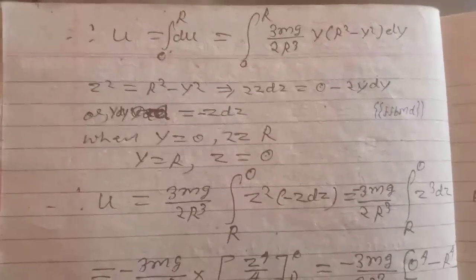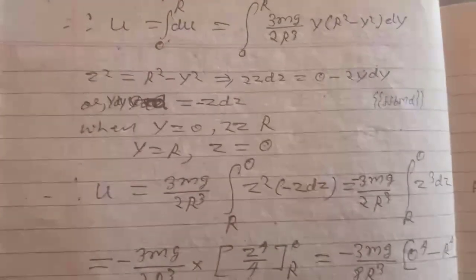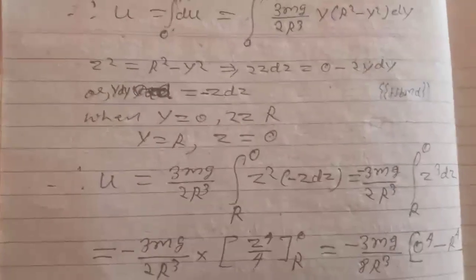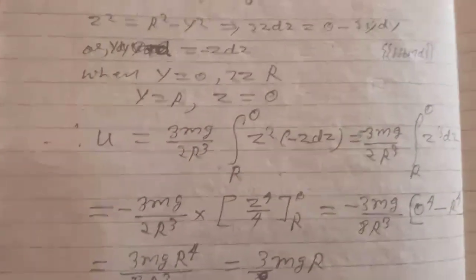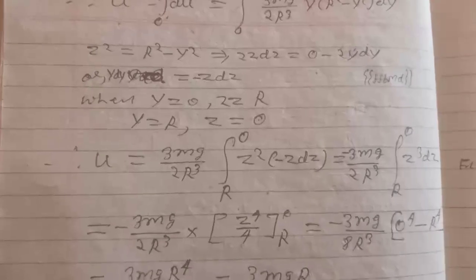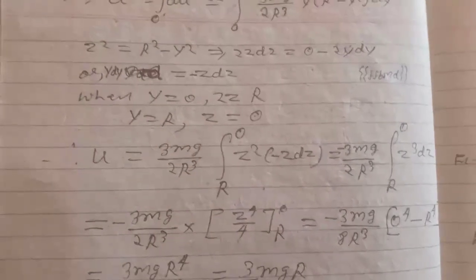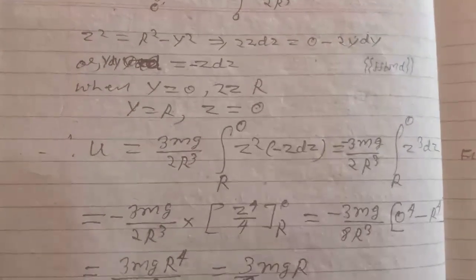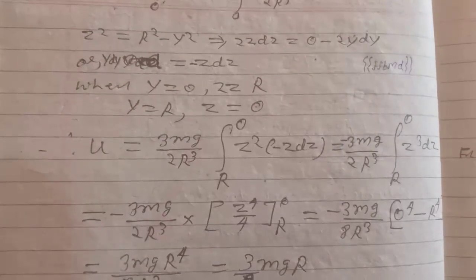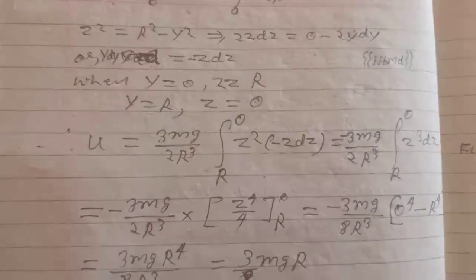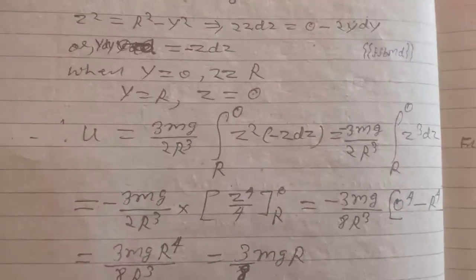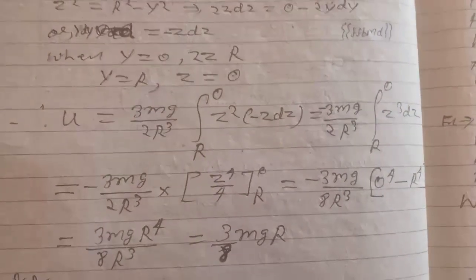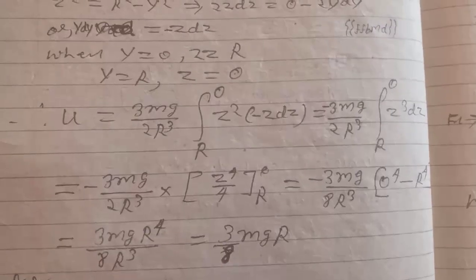Let z square equal r square minus y square. This implies 2z dz equals 0 minus 2y dy, or y dy equals minus z dz. When y equals 0, z equals r, and when y equals r, z equals 0. Hence u equals 3 mg by 2 r cube, integration from r to 0 of z square into (minus z) dz, equals minus 3 mg by 2 r cube integration from r to 0 of z cube dz.